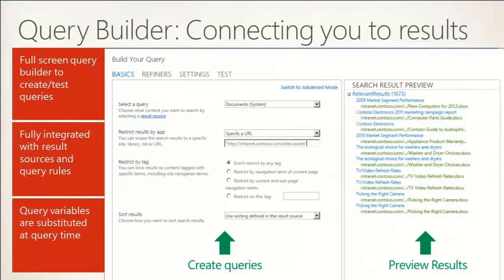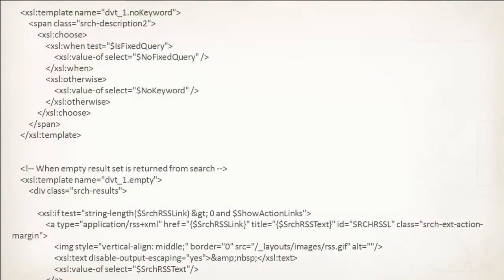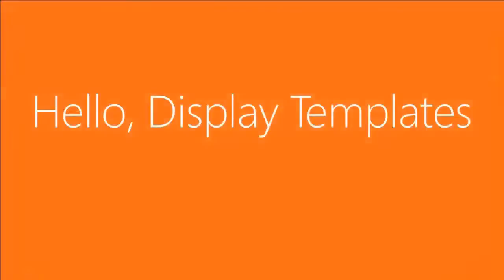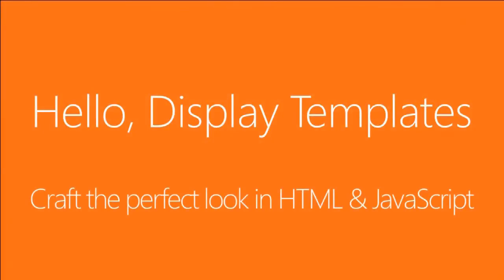Okay, so that was the results. Let's talk about showing the results. So you guys remember this thing? This is XSL from the SharePoint 2010 search results web part. And this is what you had to learn and change if you wanted to customize your search results. So in SharePoint 2013, we're saying goodbye to XSL and saying hello to display templates. The display templates allow you to craft the perfect look in HTML and JavaScript for your search results instead of in XSL.